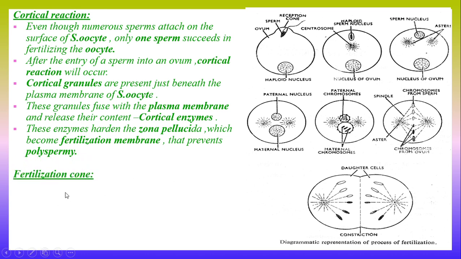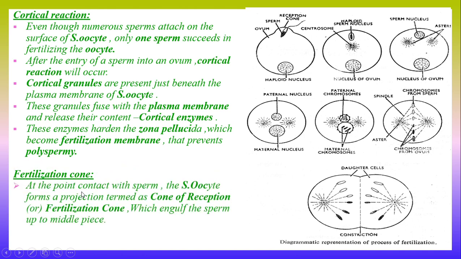Okay, right. Now the fertilization cone form ஆகும். எங்க நான் சொன்னேன் இல்லையா, at the point of contact with the sperm, the secondary oocyte forms a cone-like structure to engulf the sperm. That cone is called what? Cone of reception or the fertilization cone. இங்க பாரு அப்படியே உப்பிக்கும் பாரு. At the point of contact with the sperm, the secondary oocyte forms a projection, a bulging. That is called a reception cone or the cone of reception, which engulfs the sperm up to the middle piece. இங்க பாரு, இந்த படத்துல நல்லா பாரு, இது middle piece, head piece, இங்க tail.